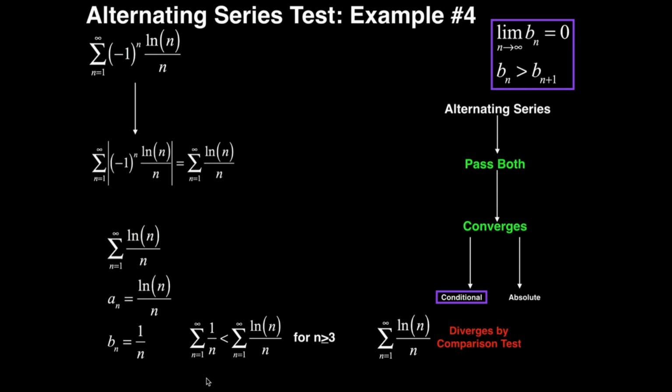So is it true that the series from n equals 1 to infinity of 1 over n, the harmonic series, is less than the series from n equals 1 to infinity of ln of n over n? Well, let's think about it.